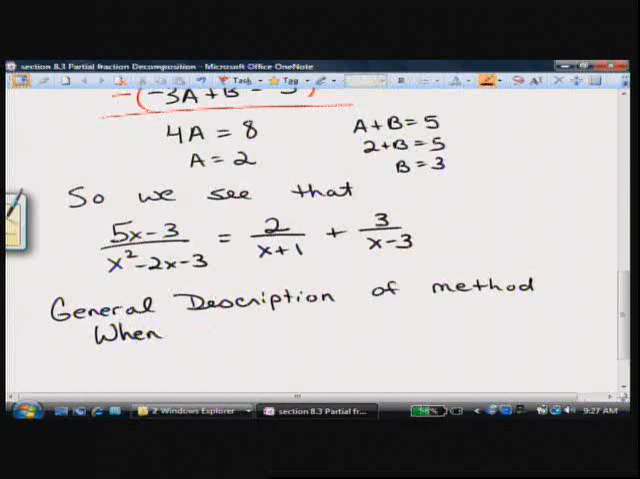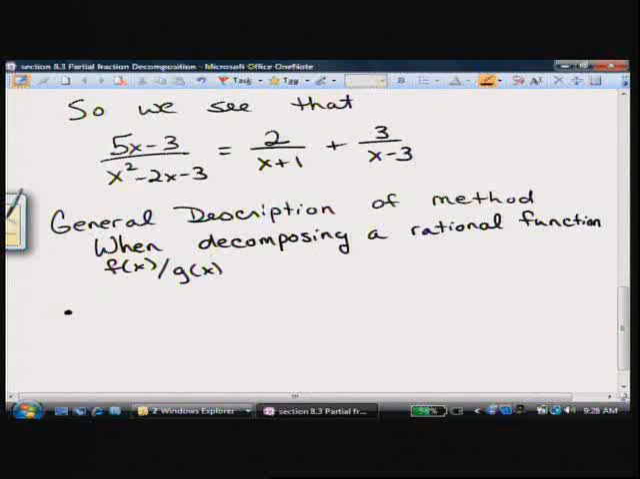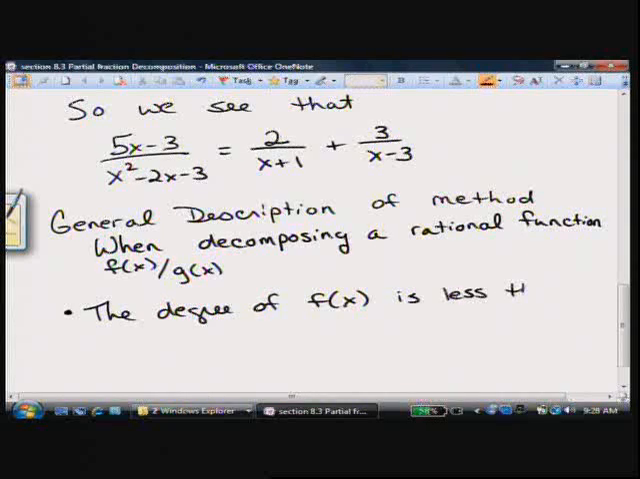When decomposing a rational function, which is f of x divided by g of x, the first thing that has to be true is that the degree of f of x is less than the degree of g of x.